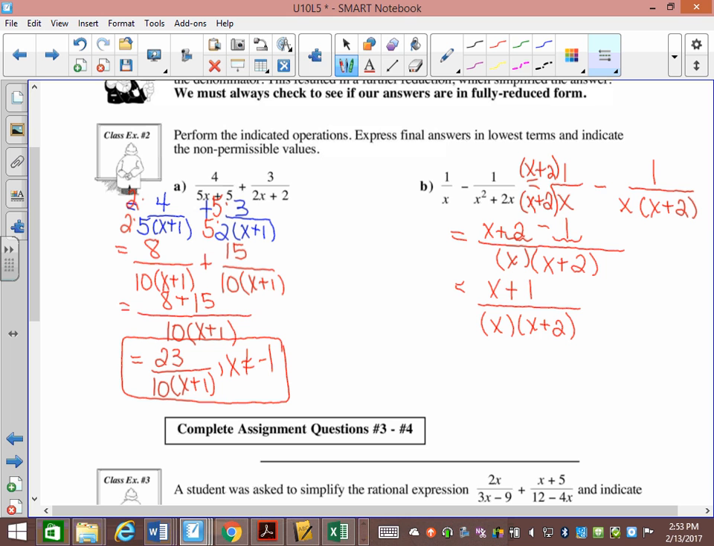Can I cross this x off with the x from x plus 1? Whenever it's x plus 1, what is it? Connected. It's one thing. So unless I have an x plus 1 on the bottom, it's not going anywhere. Do I have to state non-permissible values for this x plus 1? No, only for these bottom ones. So the x by itself will get me x can't equal 0, and x plus 2 gets me -2.